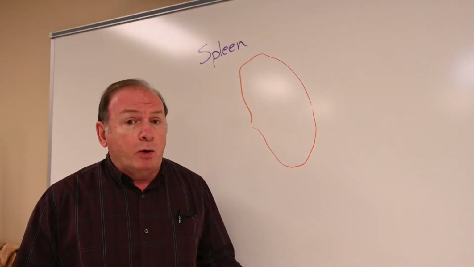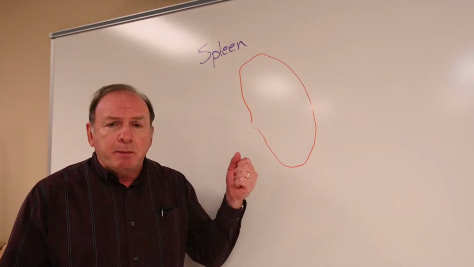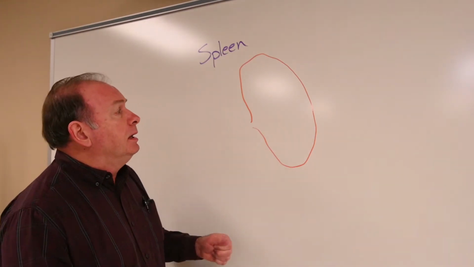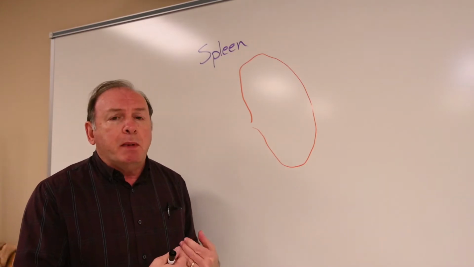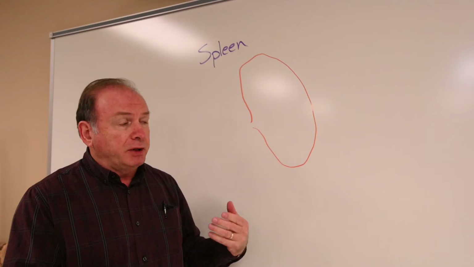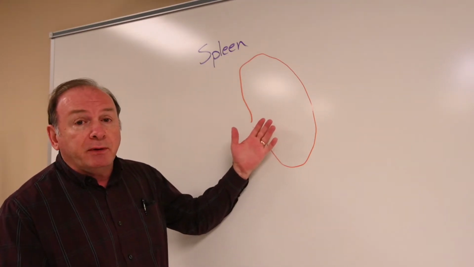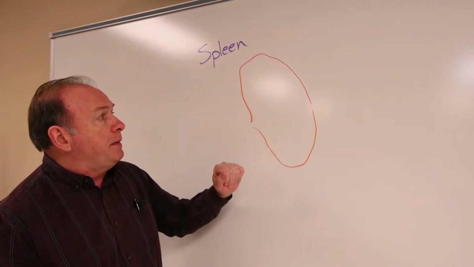Our next lymphatic organ is the spleen. The spleen is said to be about the size of a fist, and it fits up against the back wall of your abdominal cavity in the upper left side, up against the diaphragm a bit, and the lower portion of it is kind of up in front of the kidney, so the kidney would be tucked behind that.